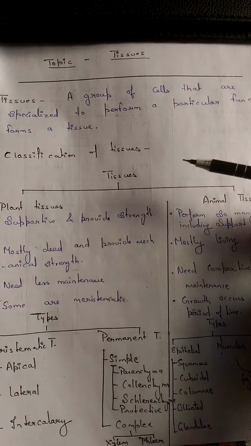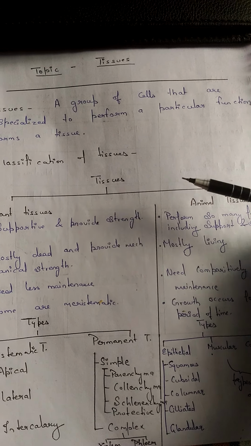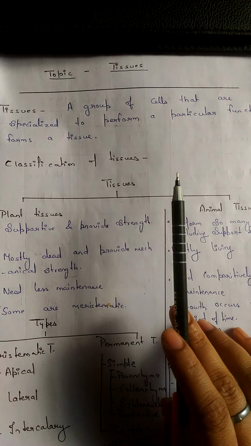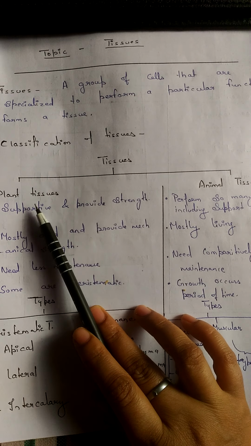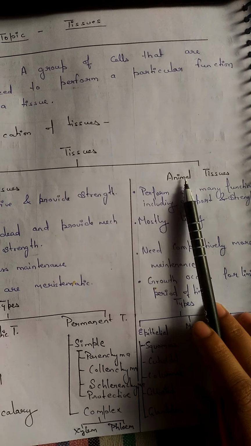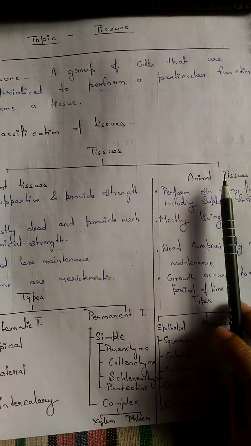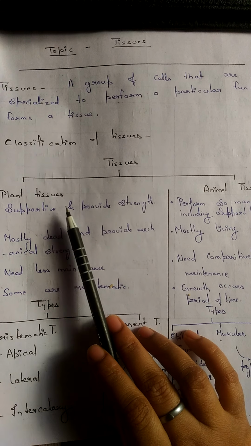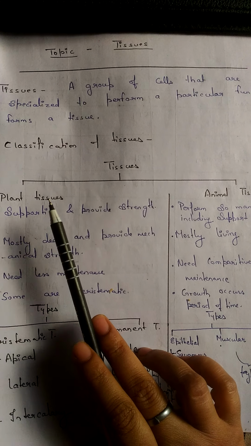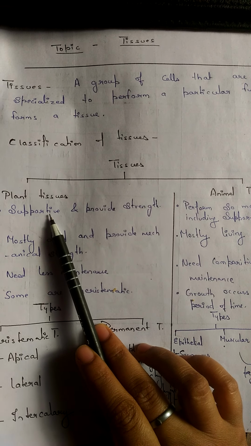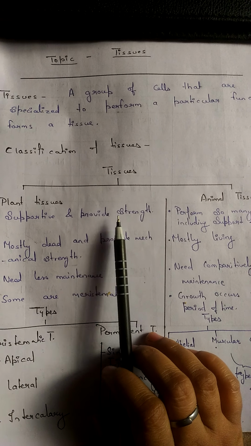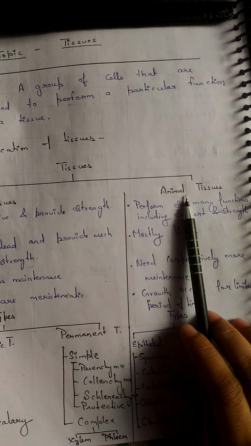After seeing so many tissues, let us see into how many categories they can be divided. If these tissues are found in plants, then these are called plant tissues. But if these are found in animals, these are called animal tissues. There are certain features in plant and animal tissue. Plant tissue, as I have shown you, is supportive, which provides strength. While animal tissues perform so many functions.